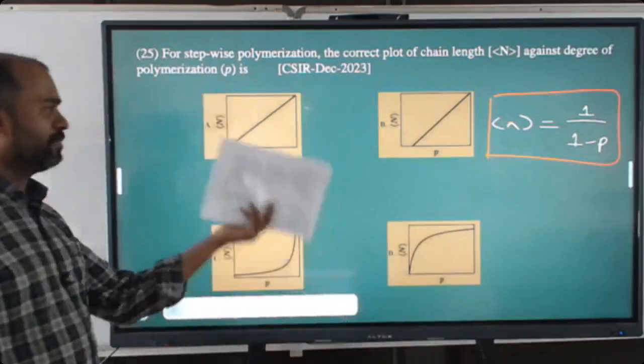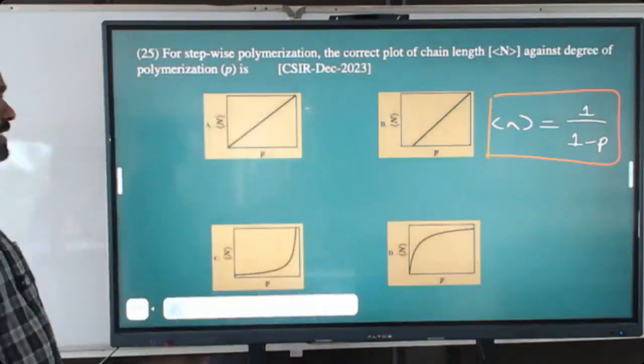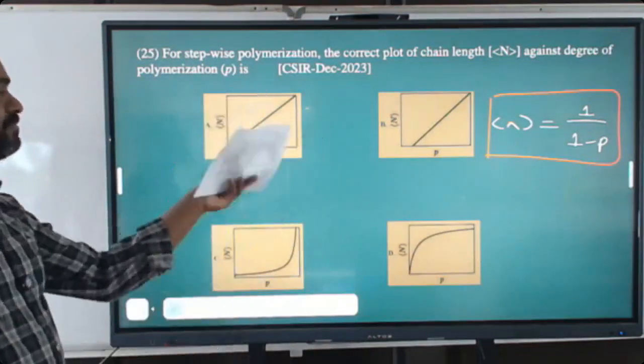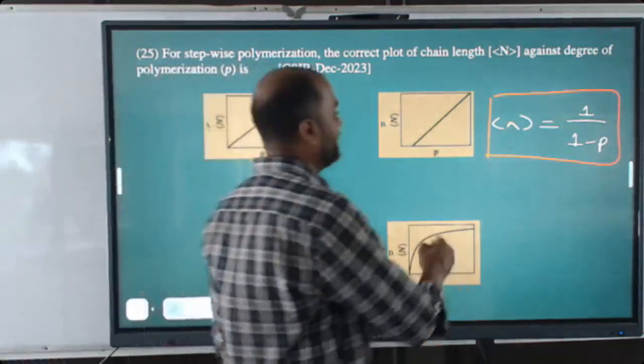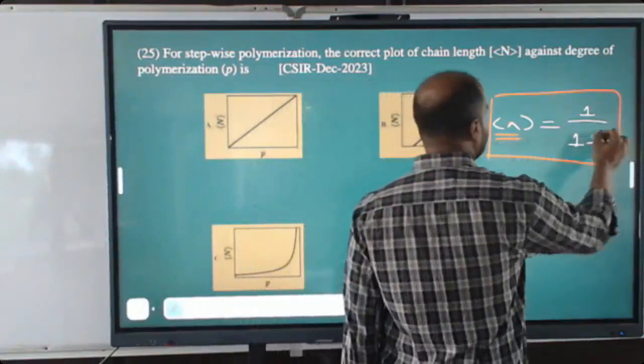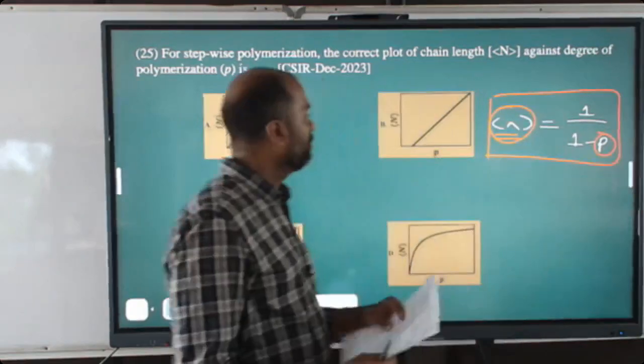n is the degree of polymerization, p is a fraction. They want us to plot a graph of n against p. Whether the graph of n against p will be a straight line. We are plotting n against p. Will it be a straight line?